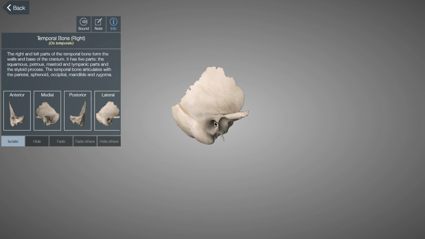This part right over here, the canal that goes towards the inner ear, is called the external acoustic meatus. This right over here is a process. We call it the styloid process, and then this is the mastoid process. So that's right behind your ear. You can actually feel it if you touch back there. And I think that is most of our features.